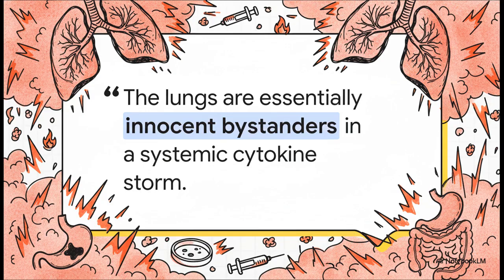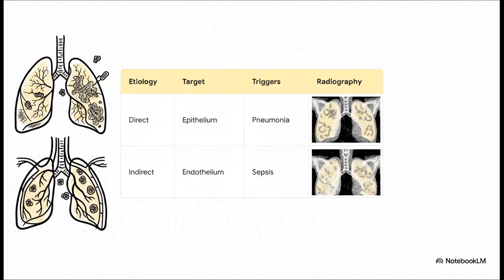They are friendly fire casualties caught right in the middle of a massive systemic cytokine storm. And there's a really stark contrast between these two mechanisms. With direct injuries, like pneumonia, the assault is right on the alveolar epithelium itself. This often shows up as asymmetric, patchy consolidations. But indirect injuries, they actually target the vascular endothelium through the bloodstream. The damage is coming from the blood vessels feeding the lungs, which usually results in these symmetric, dependent opacities. Recognizing this difference is absolutely paramount for clinicians because, well, these two subtypes act totally differently on a biological level.